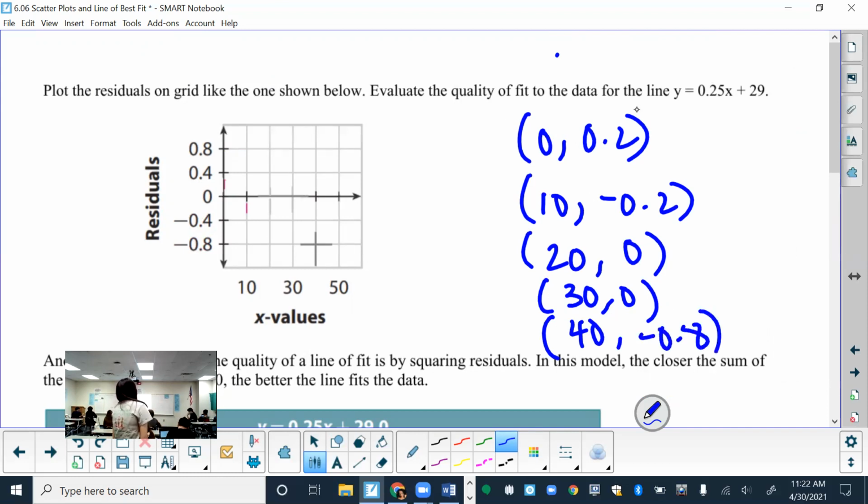All right, so here are the residuals that we got from the first page. Just take like 30 seconds and plot them on this grid. So we have 0.2 and -0.2, 20, 0, 30, 0, and 40, -0.8.